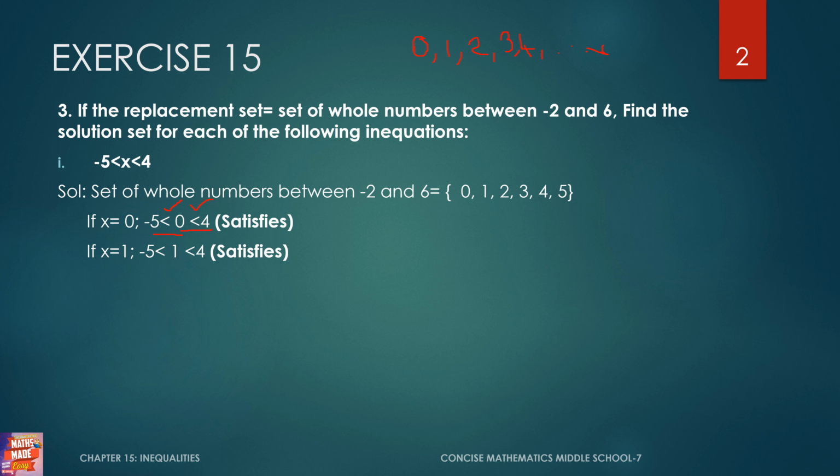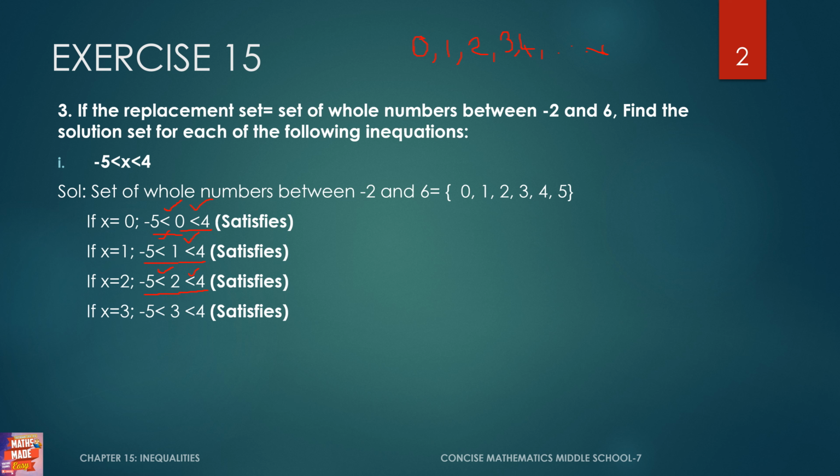Now just replace it with 1. If x is 1, even here, just check with this. Minus 5 is less than 1? Yes, it's true. 1 is less than 4? Yes, it is true. If these two conditions are satisfied, then you write it down as satisfied. Similarly, if x is equal to 2, minus 5 is less than 2. Yes. And 2 is less than 4. Yes, both are satisfied. So just write down satisfied.